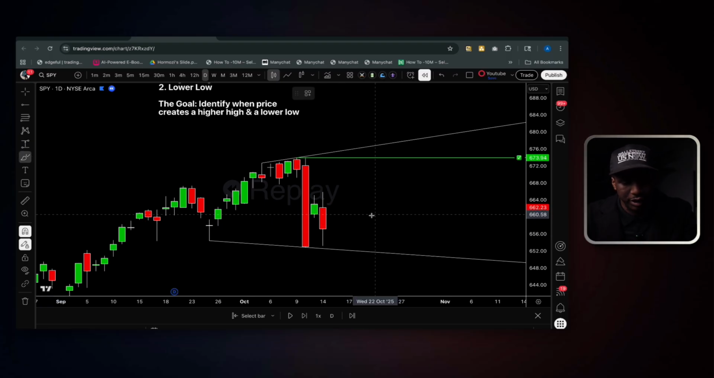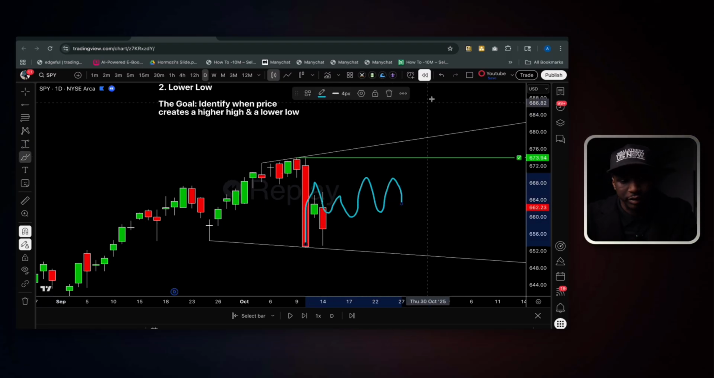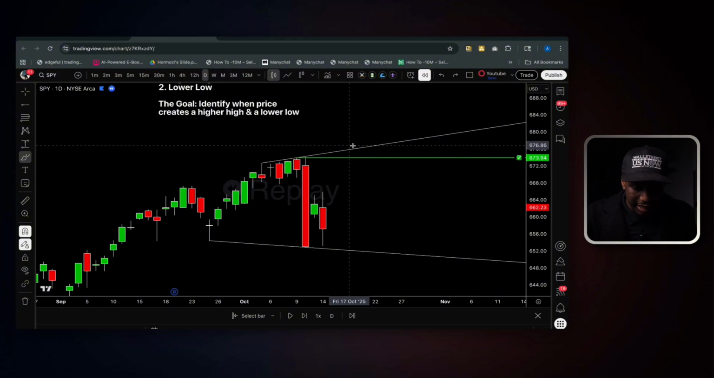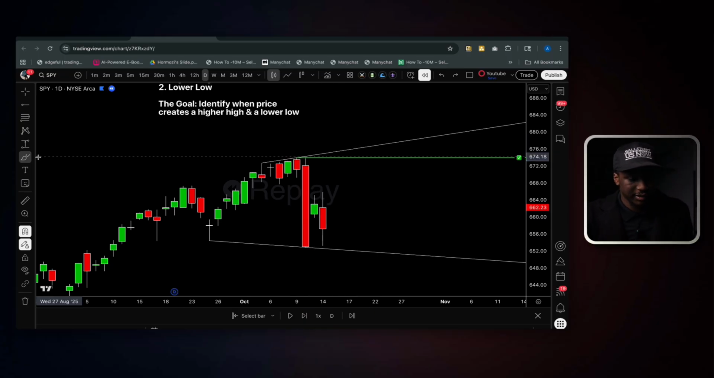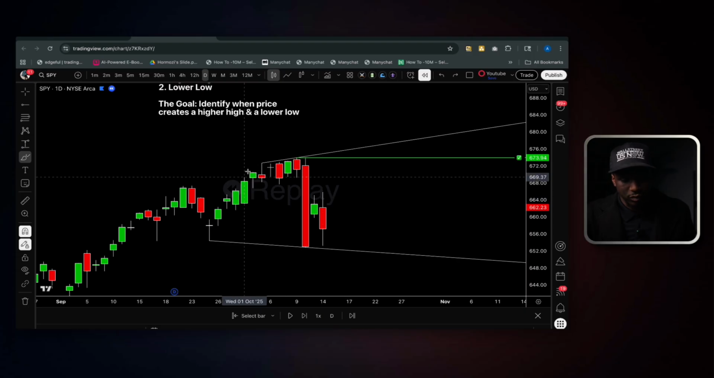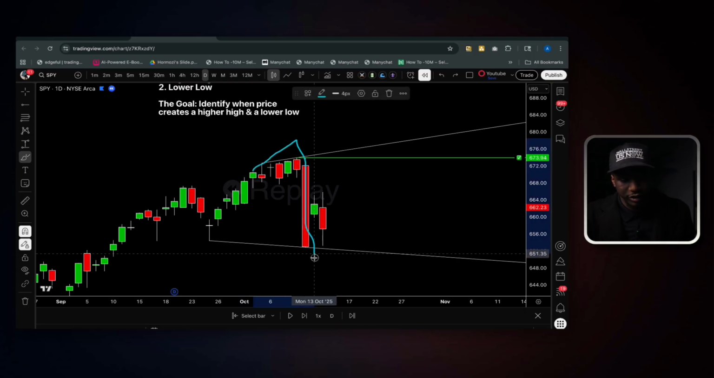So now when we're in the middle of the broadening formation, we're kind of doing nothing. We're just chopping up. I'm looking to see, can we get an actionable signal to take ourselves back to the upside? Watch this. We have two options. We're in the middle. We just took out a high. We just took out a low.